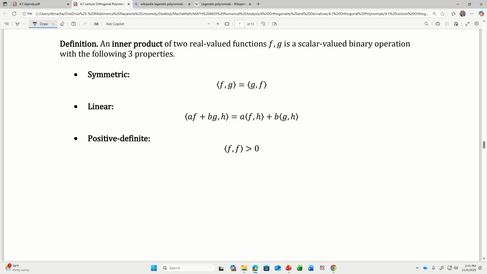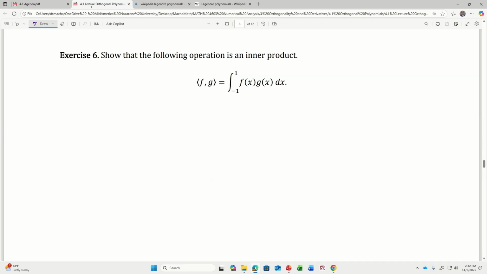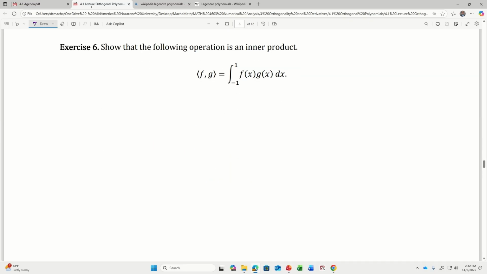And then positive definiteness. If I take a function's inner product with itself, it has to be a positive real number. It has to be strictly greater than 0. That's what we mean by positive definiteness. So if you took linear algebra, or calculus 3, think about the dot product. The dot product is symmetric, it's linear, it's positive definite.